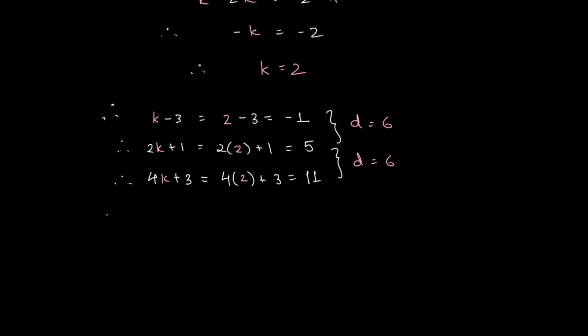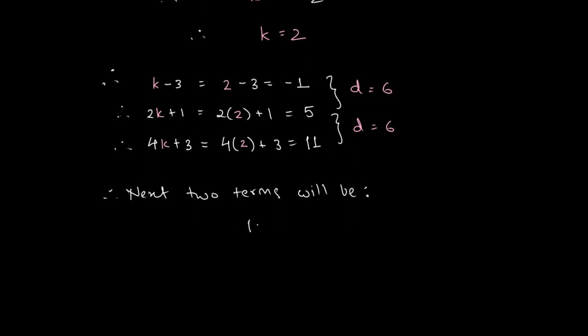If I want to find the next two terms, the term after 11 will be 11 plus 6. Remember, you want to add the difference. You add a certain value in an arithmetic progression. 11 plus 6 is 17, and to 17 you add 6 again, you get the term after that, which is 23.